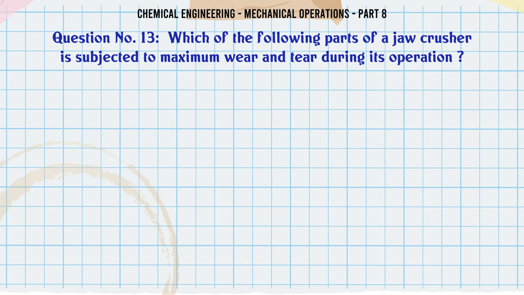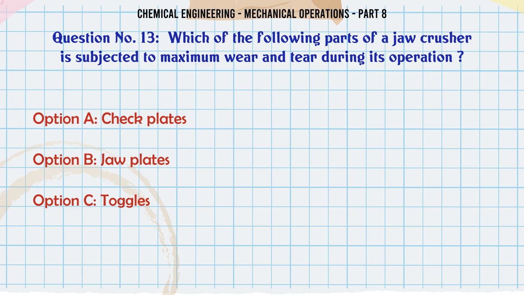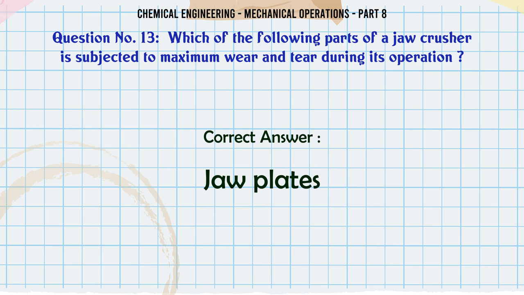Which of the following parts of a jaw crusher is subjected to maximum wear and tear during its operation? A. Cheek plates. B. Jaw plates. C. Toggles. D. Crush shaft. The correct answer is jaw plates.